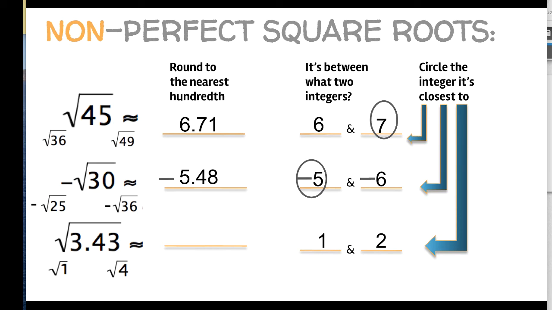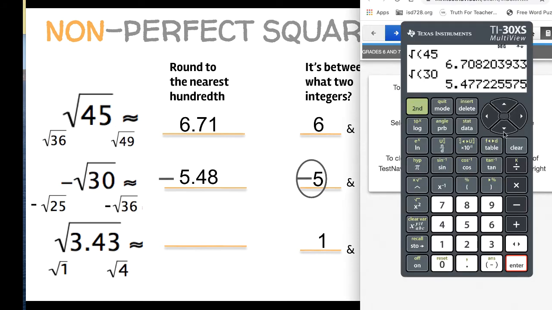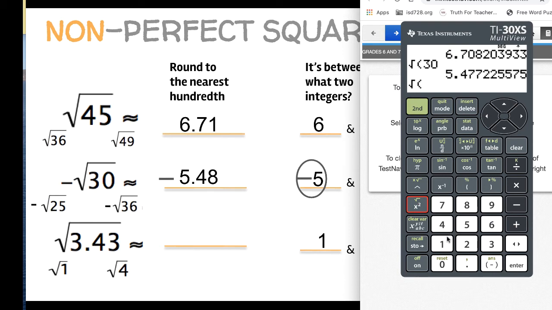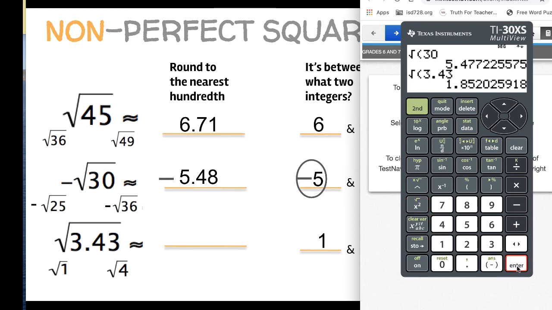So my guess is that the square root of 3 and 43 hundredths is going to be much closer to 2 than it is to 1. Let's see if my guess is correct here. So let's take the square root of this non-perfect square, 3.43. It is much closer to 2 than it is to 1.